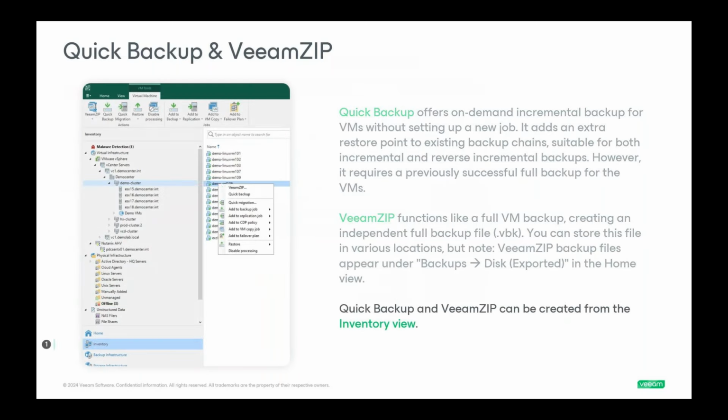Where that's found is inventory, and then you navigate to your cluster host, find the VM or VMs you want, and right-click those, and you'll see those options there: Veeam Zip and Quick Backup. So that's going to be under the inventory view. Definitely some good resources there.